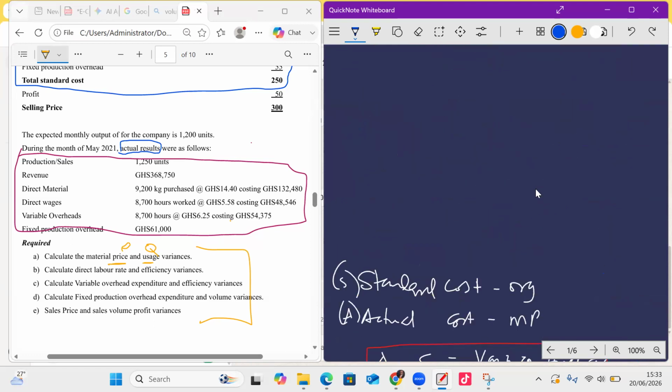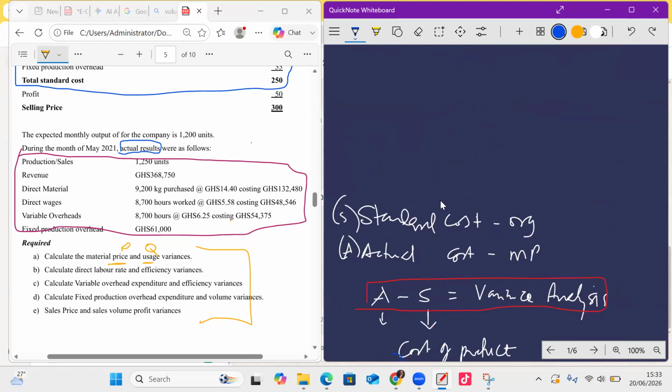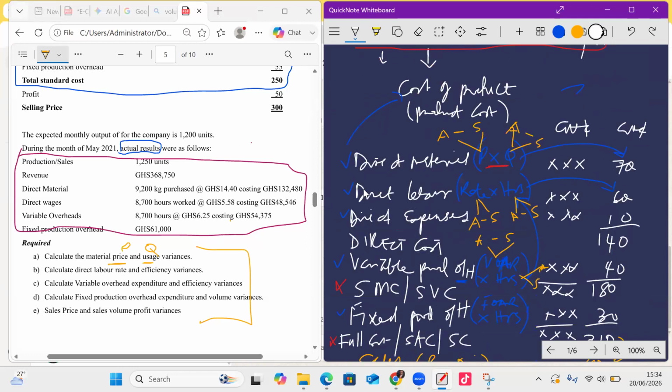Another thing which I haven't explained. When it comes to costs, all these here are costs. The direct material, labor, expenses, variable overhead, fixed overhead, they are all costs of production. They are all costs of the products, or they are the cost of production.